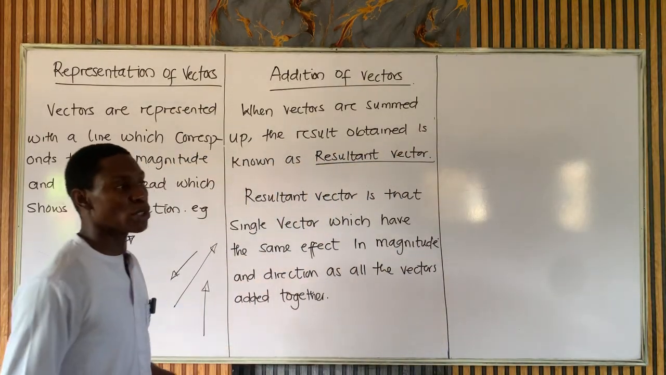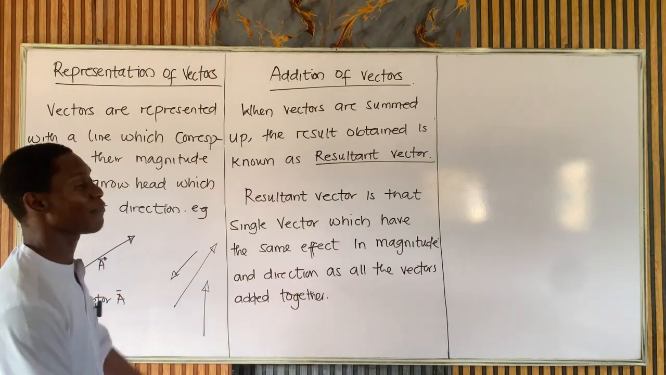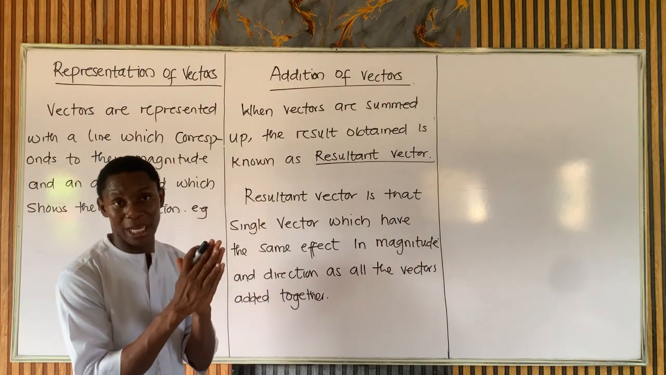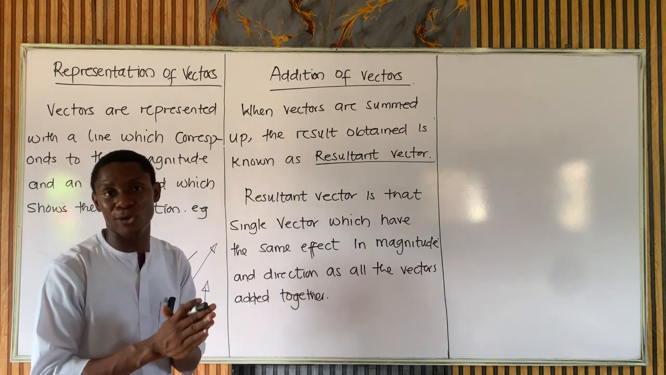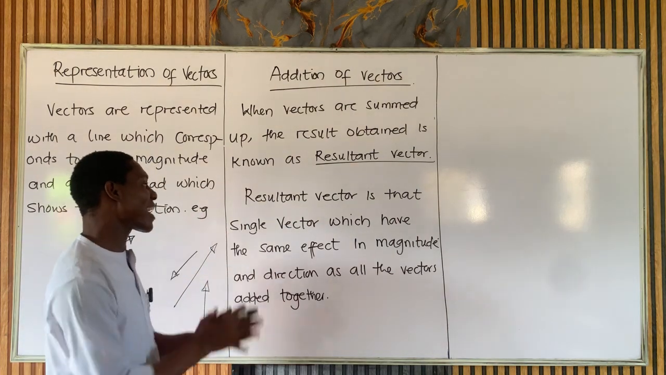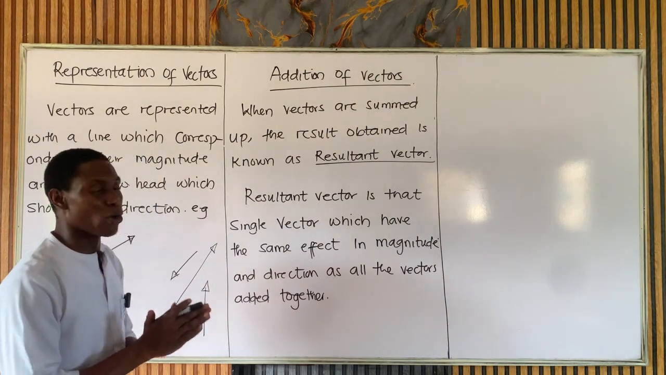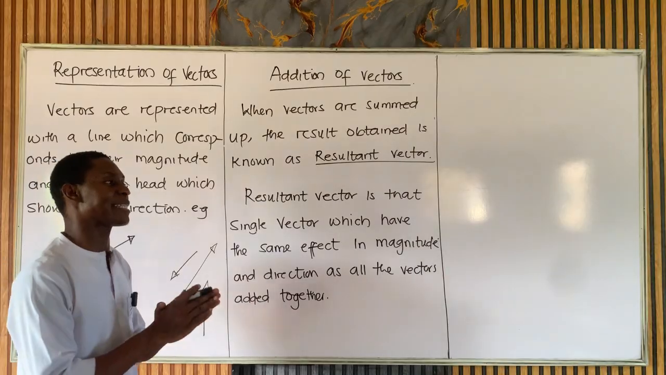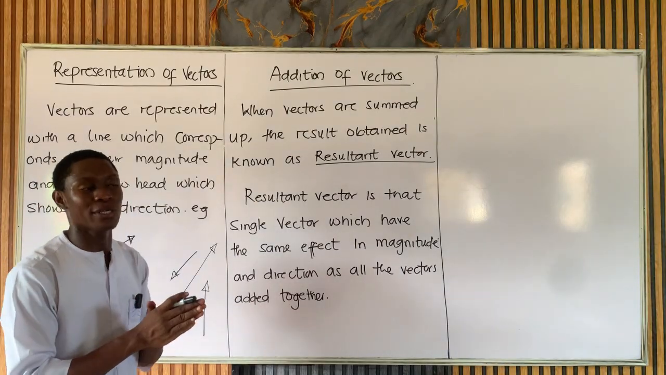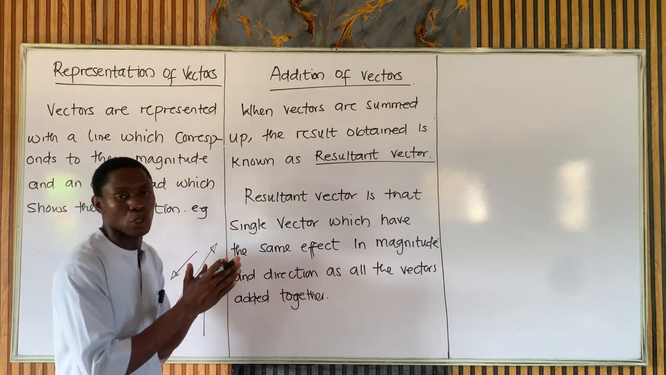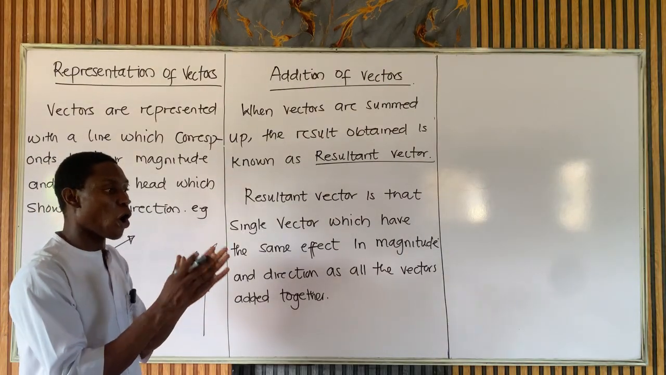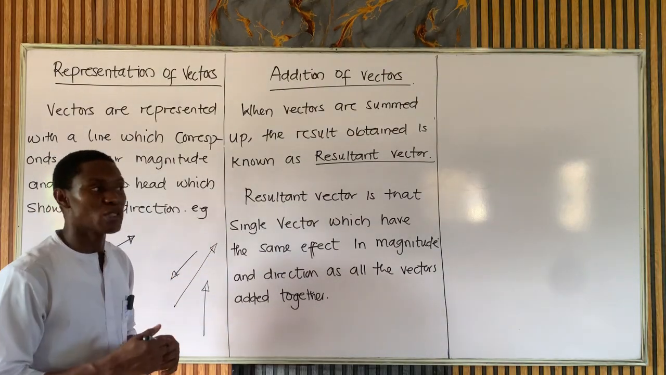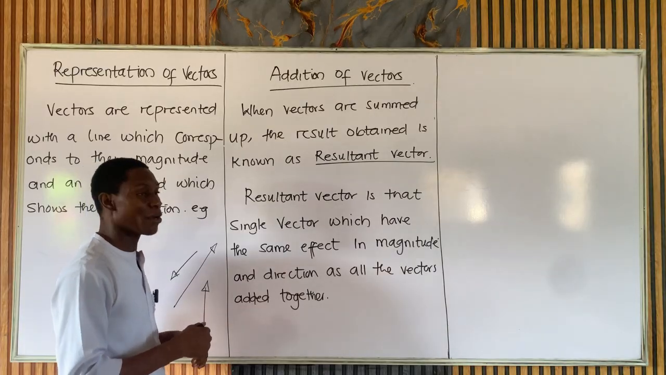Now, next we want to consider addition of vectors. When you add all vectors together, what you get is what we know as the resultant vector. So the resultant vector is that single vector that has the same effect in magnitude and direction as when you add other vectors together. It is that single vector that is the sum of all other vectors together. That is what the resultant vector is.